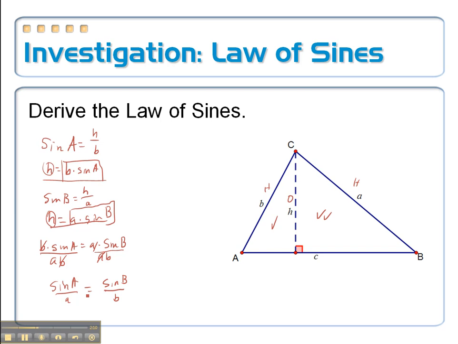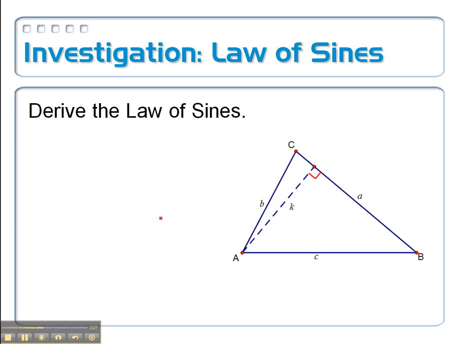Notice that this is very nice. It has the sine of the angle A over the side it's opposite, sine of B over the side it's opposite. This is 2/3 of the law of sines. Perhaps you can guess what the other 1/3 is going to look like. Let's derive that other third.